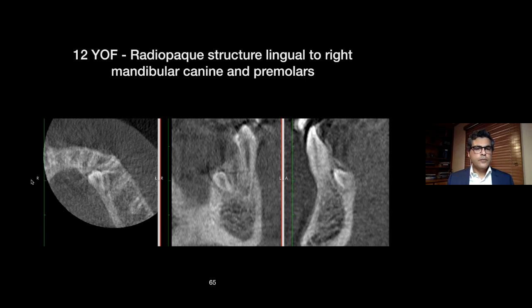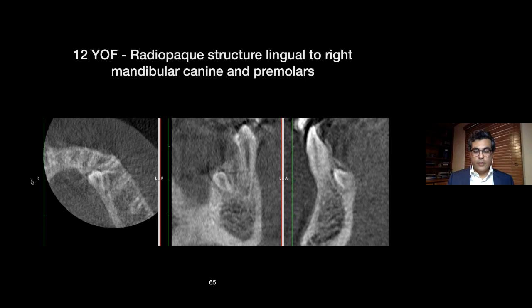Coming back to the radiopacity, now in this scan it kind of looks like a tooth which is present lingual to the canine. It's a supernumerary tooth. The crown is present lingual to the canine. So let me see if I have another image here.